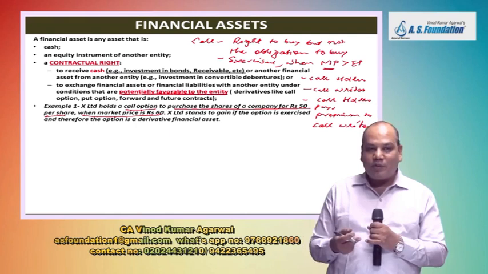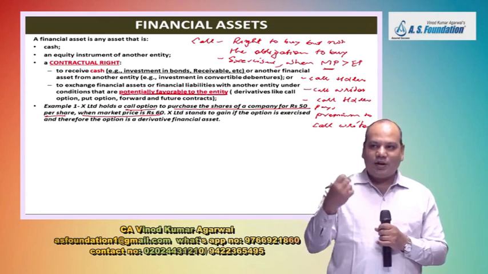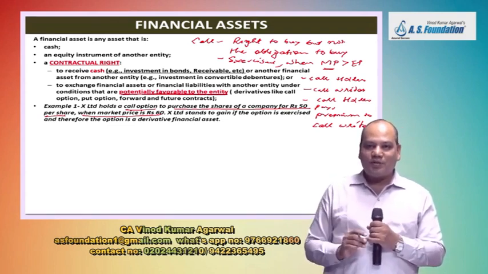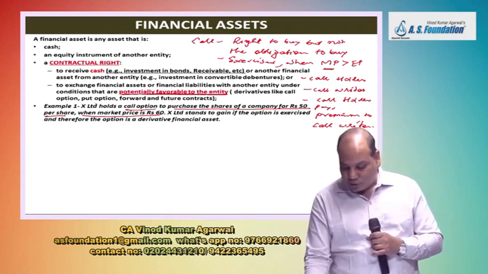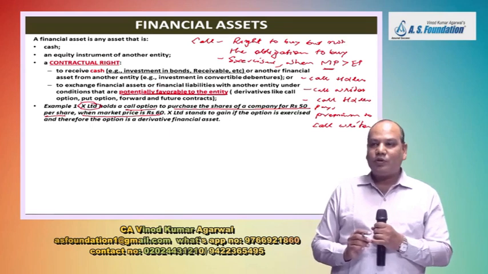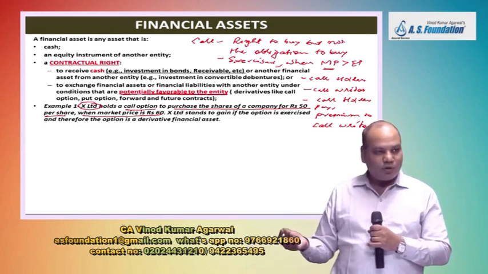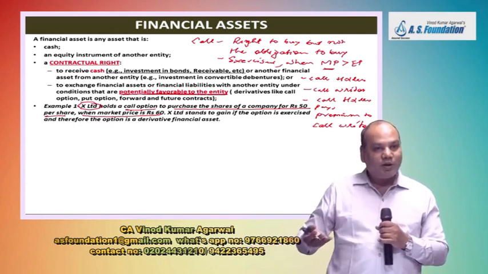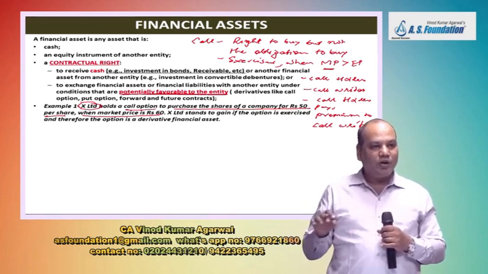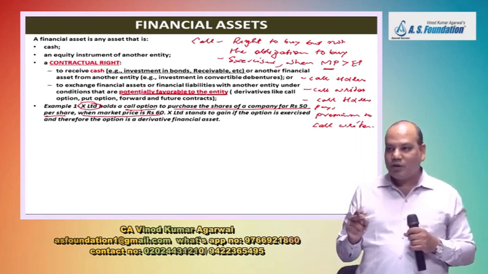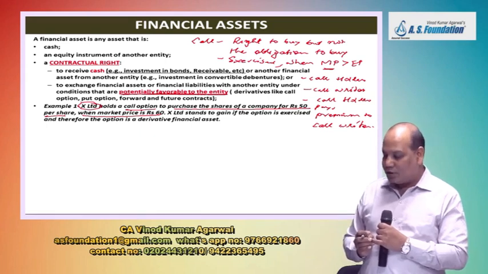How it has become favorable to the holder? He pays 50 rupees. He gets a financial asset worth 60 rupees. So in the books of X Limited, who is the holder here, this call option will become a financial asset. And in the books of the writer, whose name we have not written, it will become a liability, because then he is at a loss making situation. So call option in this example becomes a financial asset for the holder and becomes financial liability for the writer. Okay.